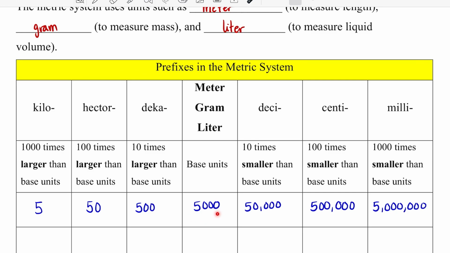If you're given a base unit, you can divide it by 10 to get to deca, divide it by another 10 to get to hecto, divide by another 10 to get to kilo. Or you can multiply by 10 to get to deci, multiply by another 10 to get to centi, multiply by another 10 to get to milli.